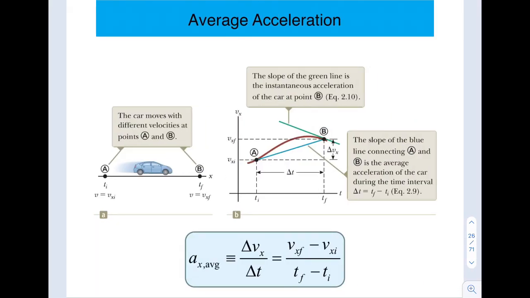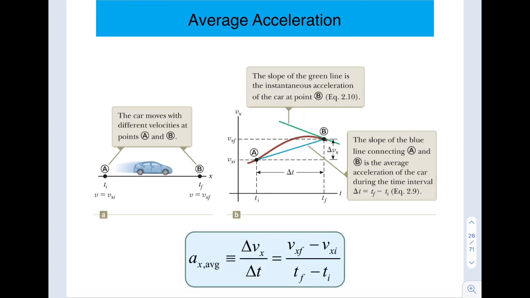Average acceleration. So still talking about the car just now. Let's say whenever the car is in motion, it moves from position A to position B, however, with different velocity. At point A, one value, and at point B, another value of v. The slope of the green line is the instantaneous acceleration of the car at point B. But the blue line connecting points A and B is the average acceleration of the car during the time interval.